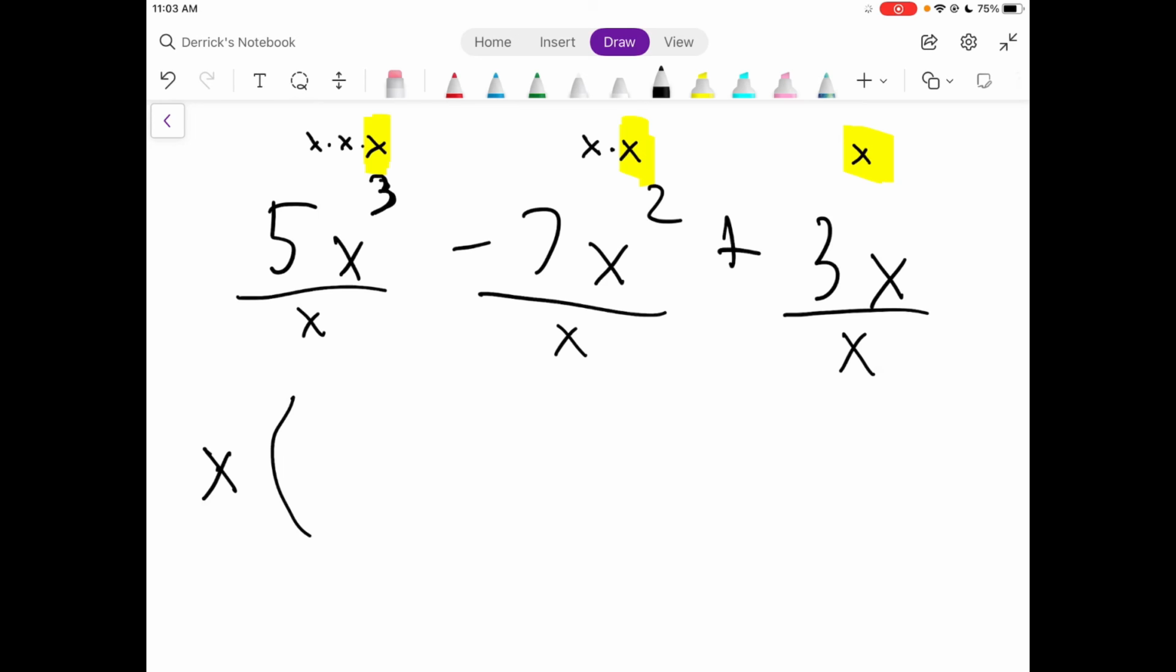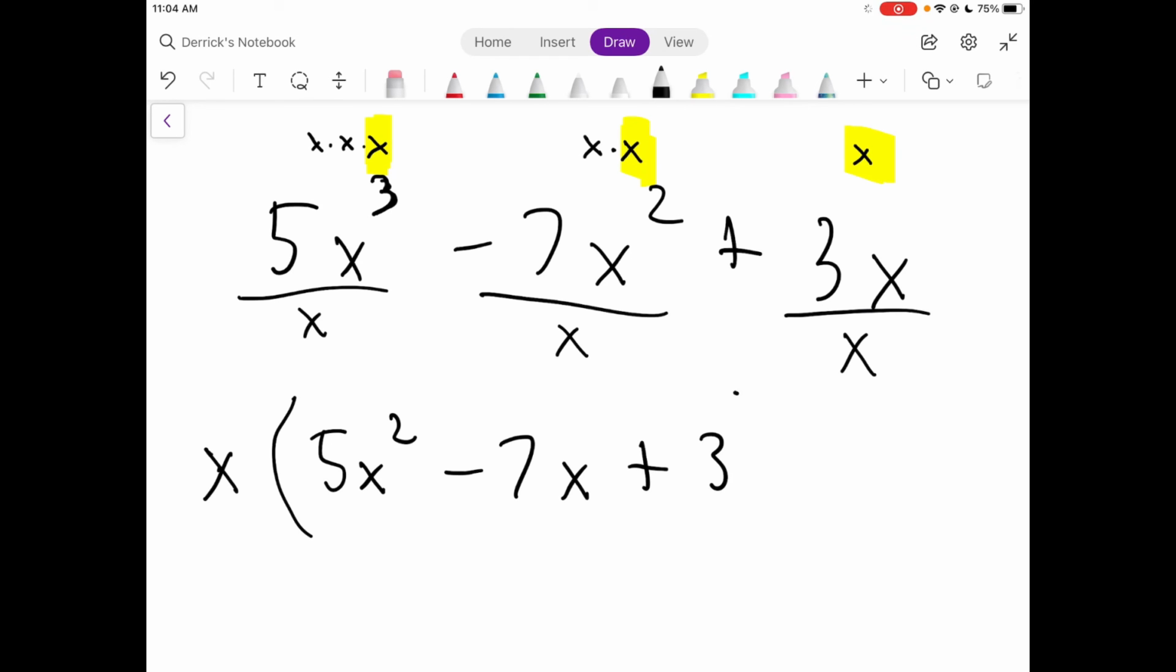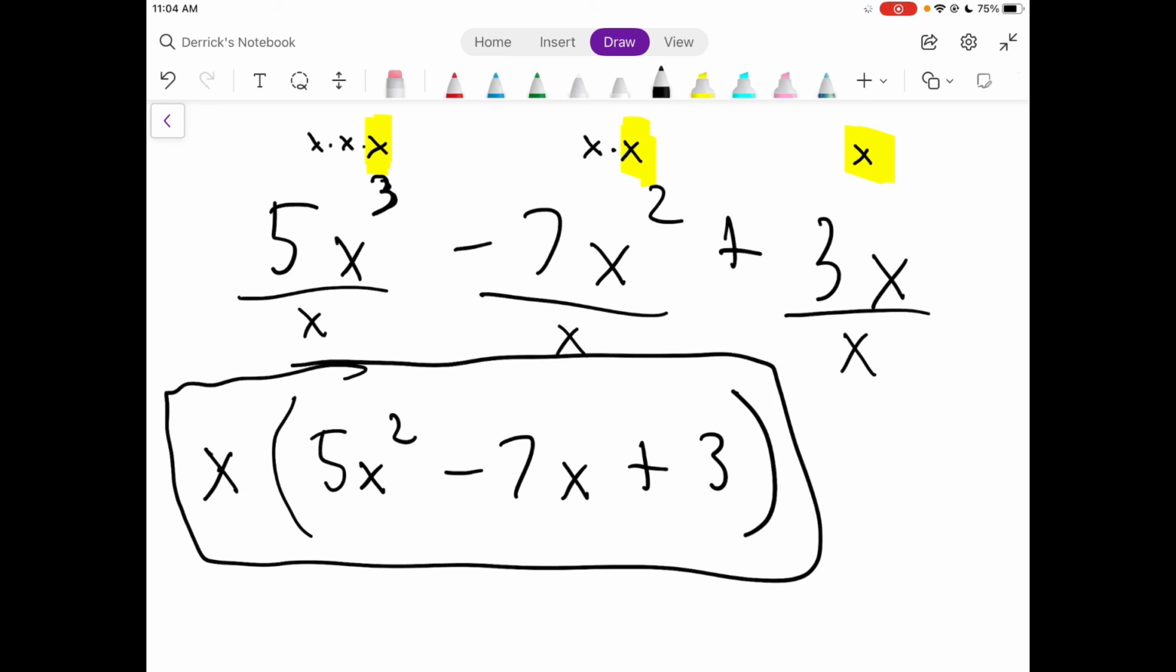5x to the third divided by x would give me 5x squared. If you have 3 x's, take one away, we have 2 left. -7x squared divided by x would be -7x. 2 x's, take one away. And 3x divided by x would just be 3, because the x's just cancel out effectively. So this would be another answer by GCF.